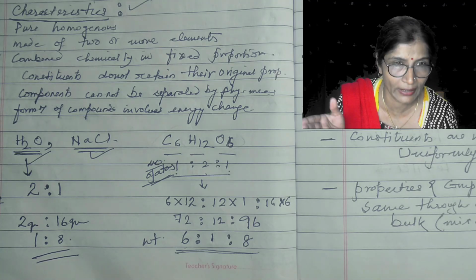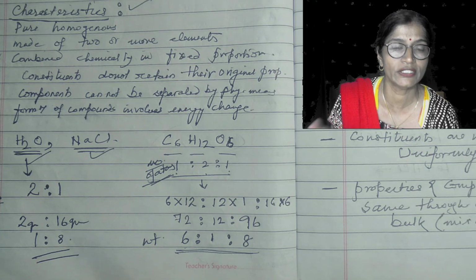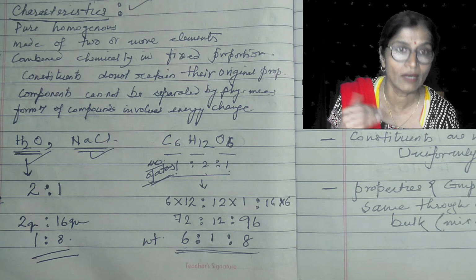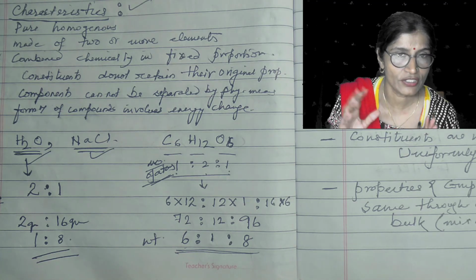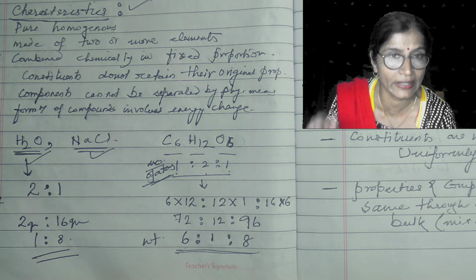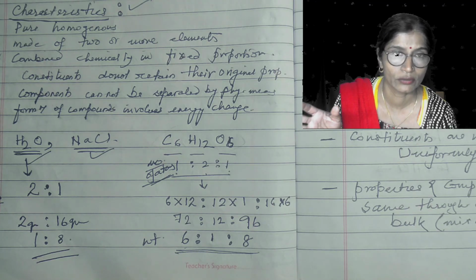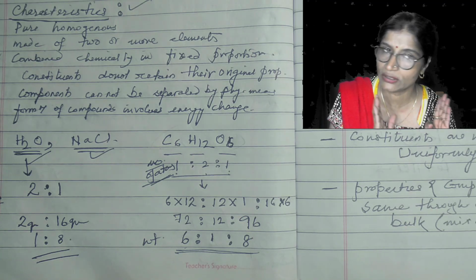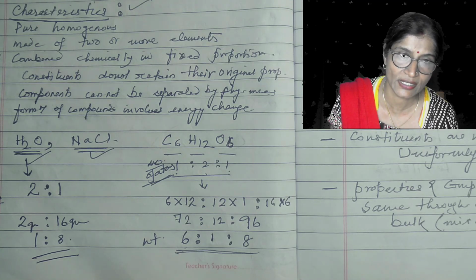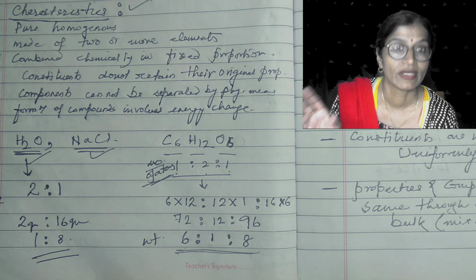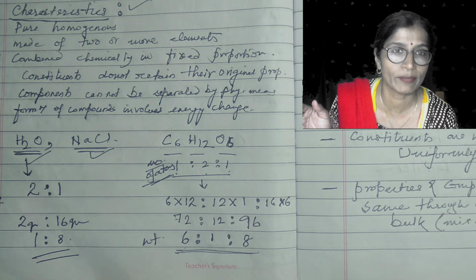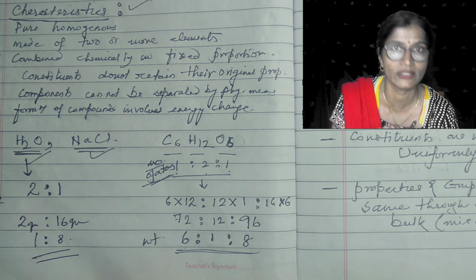So the property of water, chemically even, is totally different from hydrogen and oxygen. It means when a compound is formed, the properties of the elements by which it is formed cannot be retained within the compound. A new set of properties is developed. Hydrogen is combustible in nature, a gaseous substance. Oxygen is a supporter of combustion, also a gaseous substance. While water will extinguish the fire, and it is liquid at room temperature. So the property of water is totally different from hydrogen and oxygen.